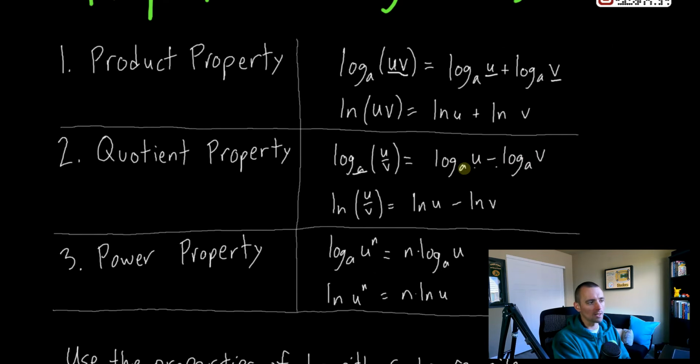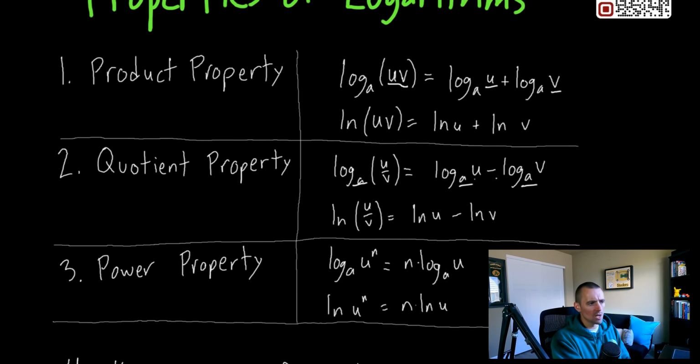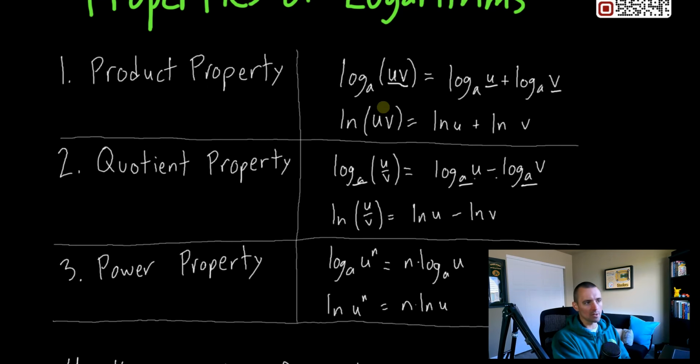Again, as long as your base is staying the same, you can split log of u divided by v, or log of something divided by something, as log of the numerator minus log of the denominator. So the top of your fraction minus the bottom of your fraction. And again, same thing for natural log. Natural log of u over v is natural log of u minus natural log of v. Okay, so the only difference between the product and the quotient property is if you're taking a product, you add them. If you're taking a quotient or a fraction, you subtract them. So that's it. It's a very similar formula. You just have a minus sign versus a plus sign.